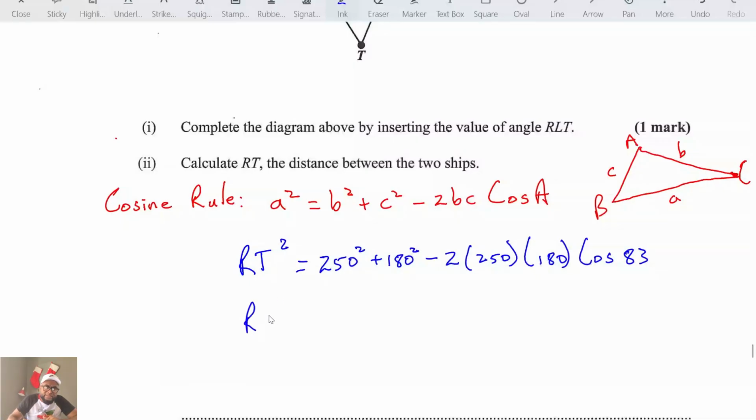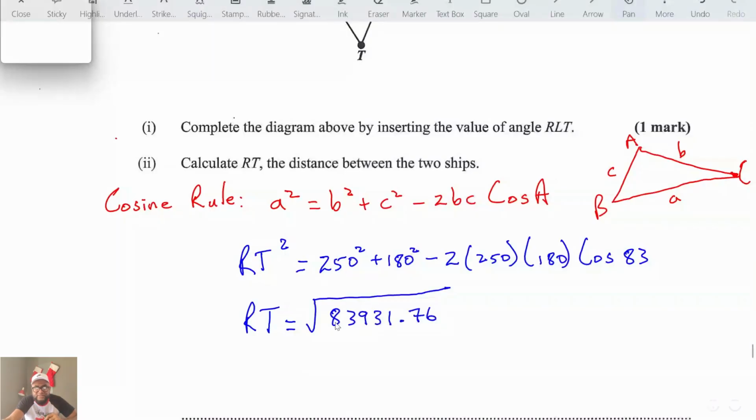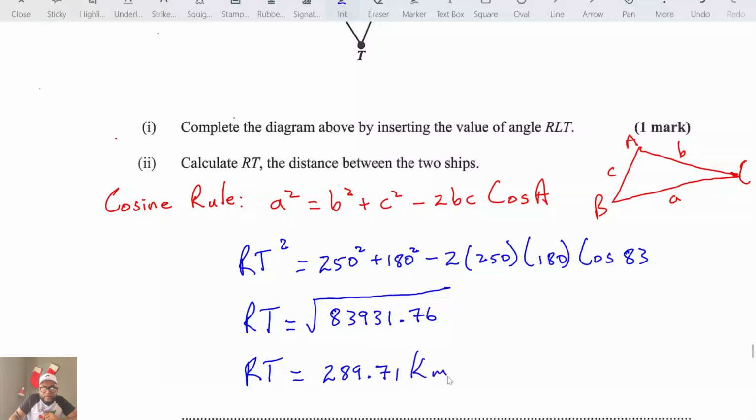So you're punching all this into your calculator. RT will be equal to the square root of whatever you get. Give me what you get when you work out the first line, to 2 decimal places. 83931.76, and then we need to find the square root of that to 2 decimal places. 289.71 kilometers. That is the distance RT.